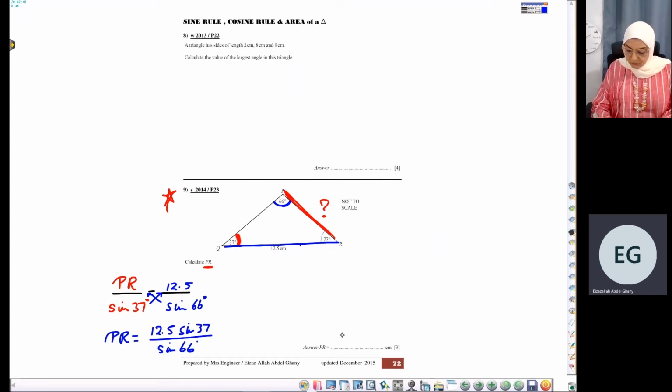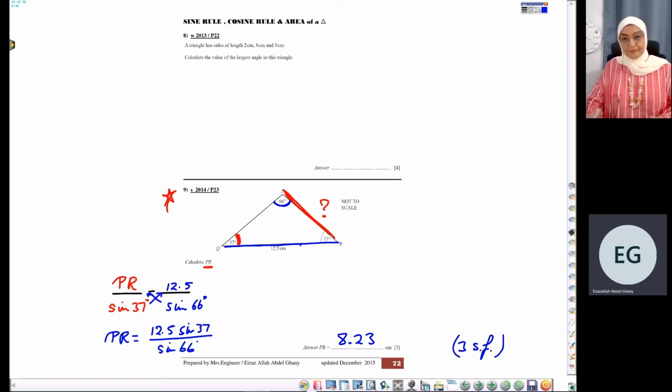Why is this question worth 3 marks? 8.23. It should be 3 significant figures because it's a side. Okay? And usually he writes the units of measuring in centimeters, he writes it on the answer line. So we finished all possible cases about using the sine rule.